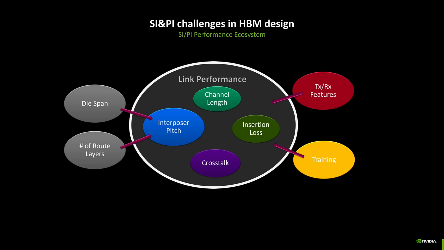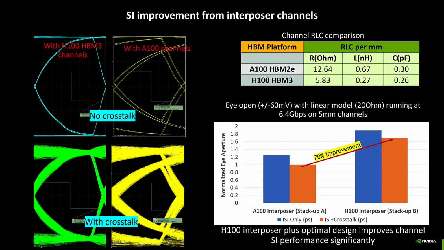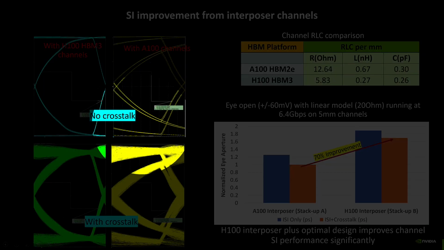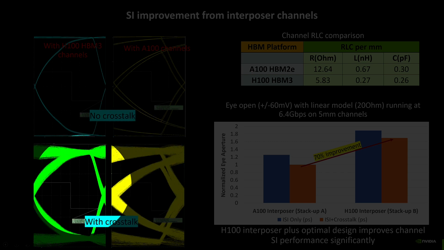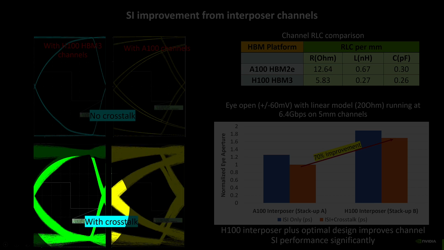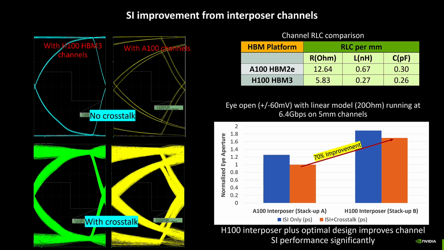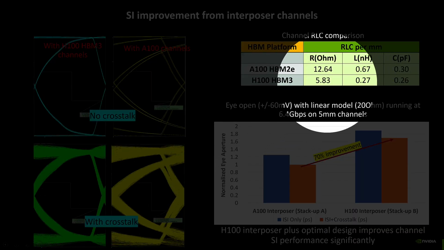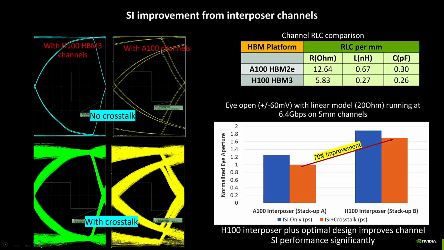So next I'll give you an example of how all these components impact the actual performance. If you look top to bottom, you can see the impact of crosstalk. And if you see between the yellow and green, you can see the improvement in eye performance from one generation to the other. Apart from crosstalk and ISI, the interposer stackup also plays a key role. So I'm showing some key features of RLC between one generation to the other. So all these components help us in improving the speed from one generation to the other, as shown here on the bottom plot.